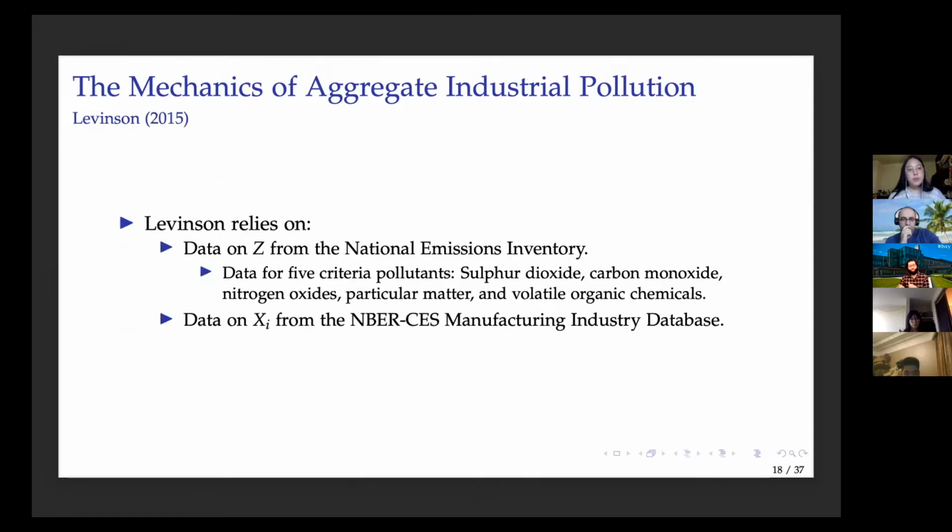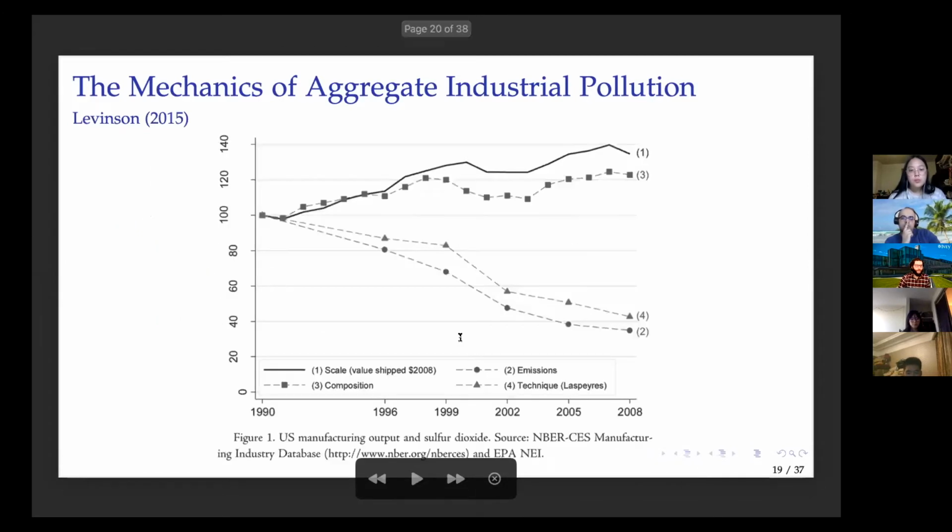So he uses some data to do this: data on pollution from the US's National Emissions Inventory, and data on production by each industry from something called the NBER-CES Manufacturing Industry Database. Again, these are both publicly available data sets if anyone is interested in this type of data for your own sorts of work. And this is what you get.